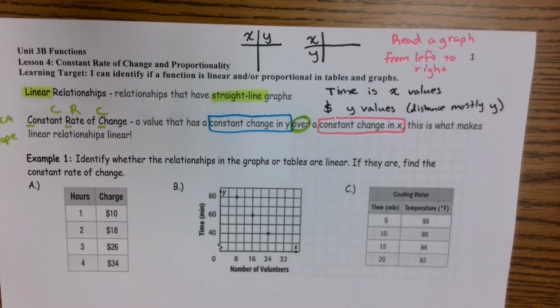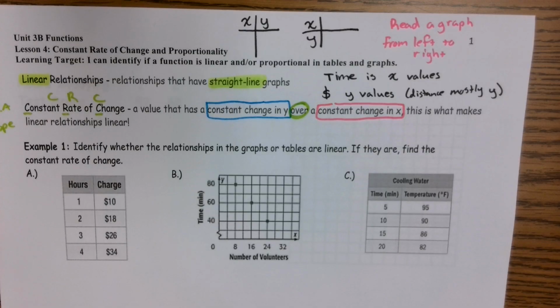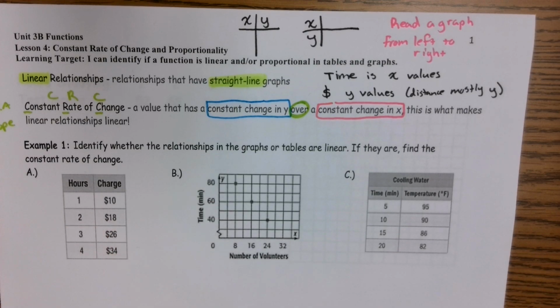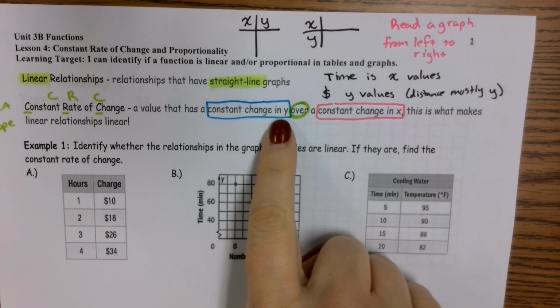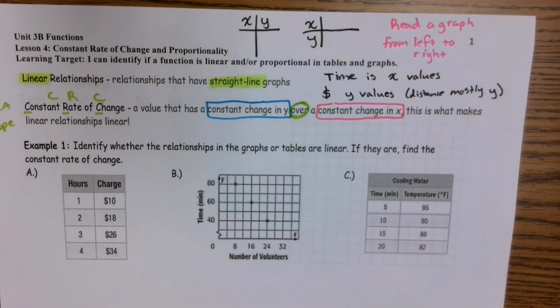So let's take a look at a few examples. You have to have an understanding of how to do this from tables and how to do this from a graph to be able to identify if it's linear or nonlinear. So for a table, again, you're trying to find the change that's occurring for your y over the change that's occurring for your x.